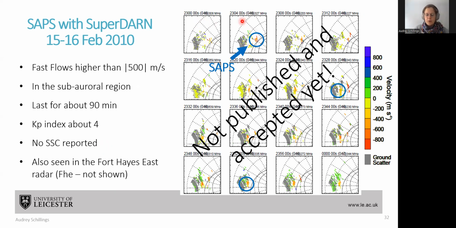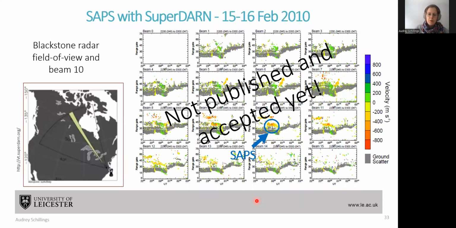And so these plots are 4 minutes now. So between here and here, you only have an hour, while before you had a little bit more time. But you can see that for an hour, this SAPS is seen. And then if you go again to the same radar, range of gates for beam 10 in this time, which is about here, you can see the SAPS again, so very high velocity flow.